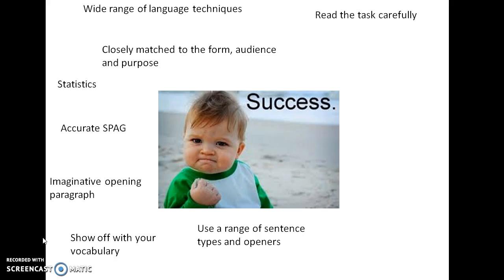If it asked me to write an article, I need to write an article, not a letter. If it asked me to write a speech, I don't start it with dear sir or madam. You'd be surprised how many people do those things. Make sure that you read the task.